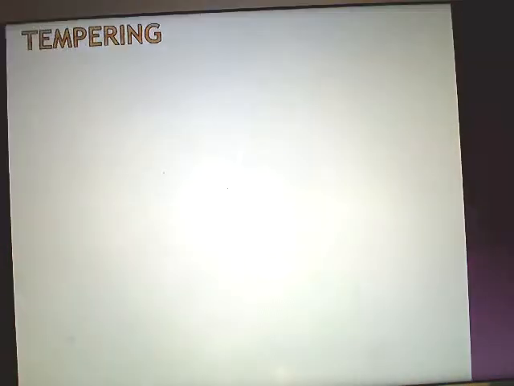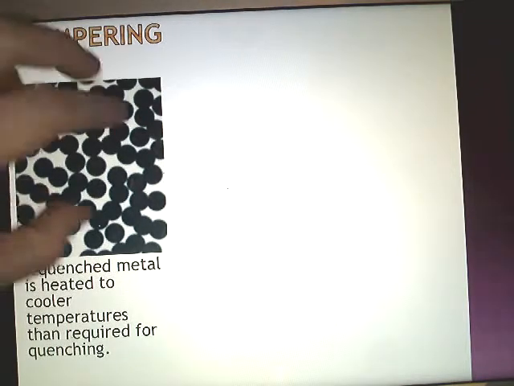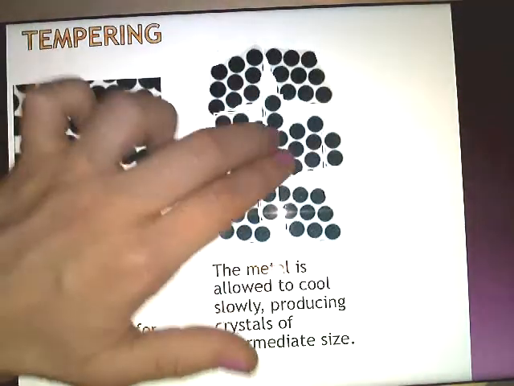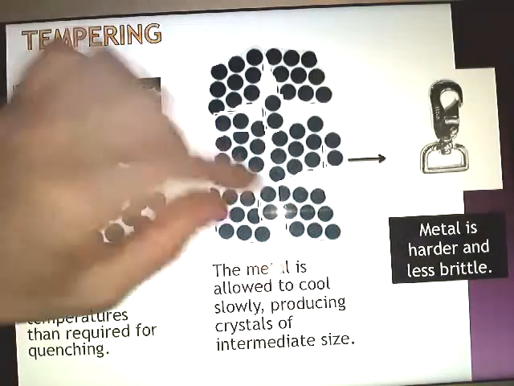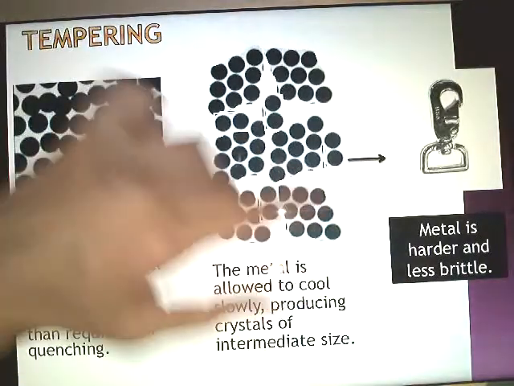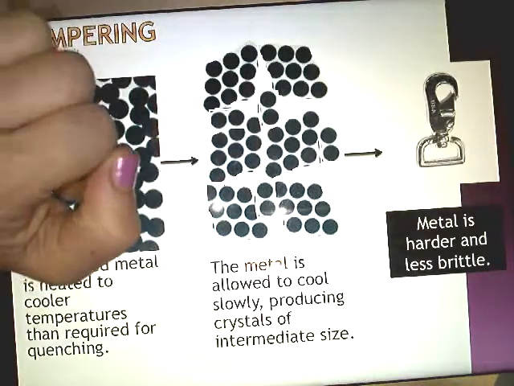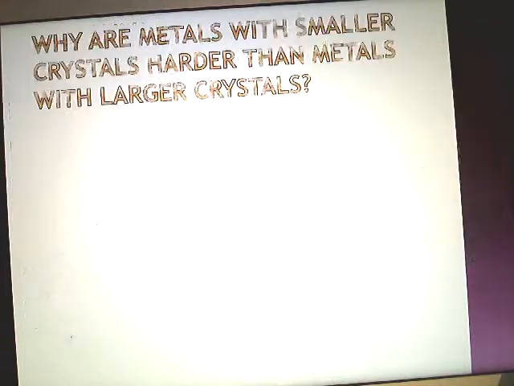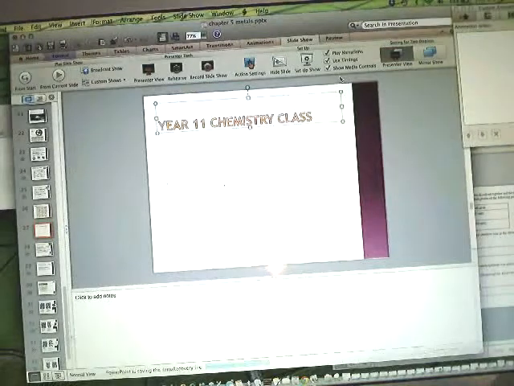Now, if we have a look at tempering, it's simply an intermediate because what you do is you quench it and then you anneal it, giving crystals of an intermediate size, meaning that the metal is harder because it's got small crystals and it's more dense, but it's less brittle than quenching by itself because it has less gaps because they're slightly larger crystals. Okay, so we already answered that one.